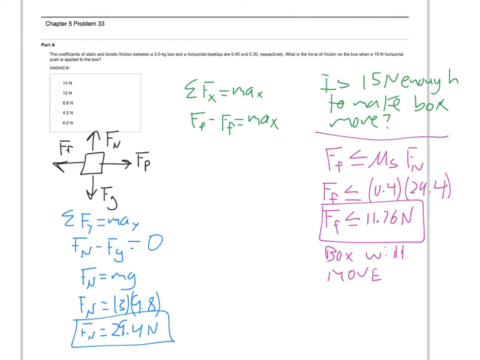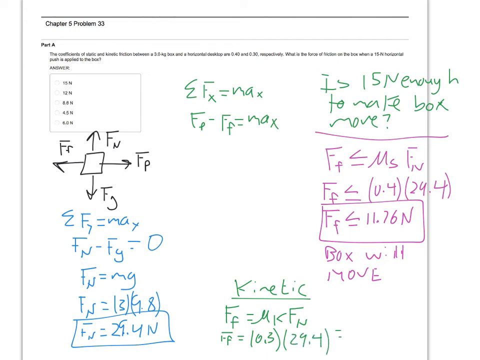So we're dealing with a kinetic case here, and so I just need to find my force of kinetic friction, and that's just going to be Ff is equal to mu k times my normal force. I know that my coefficient of friction is 0.3, my normal force is 29.4, and so my force of friction in this situation is 8.82 newtons, so 8.8 is my answer.